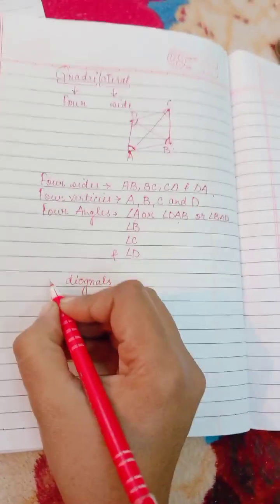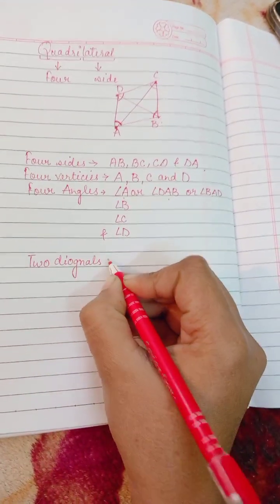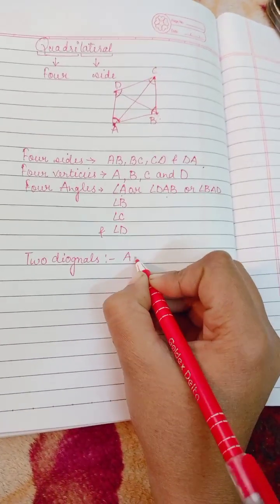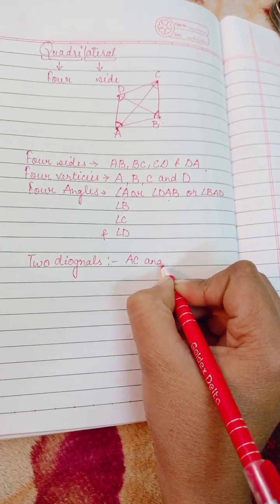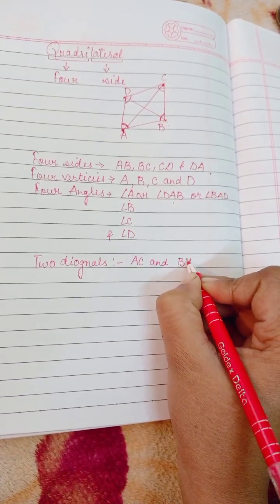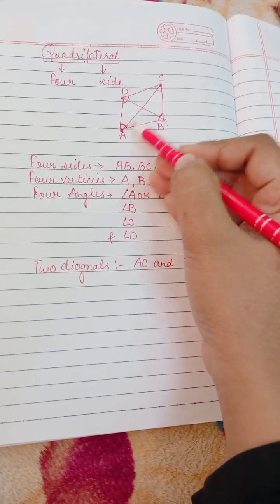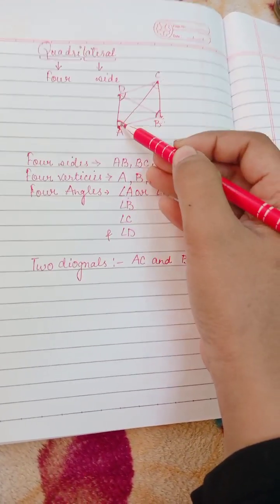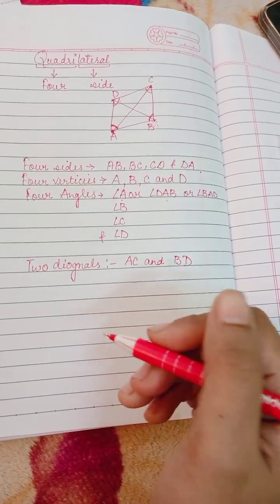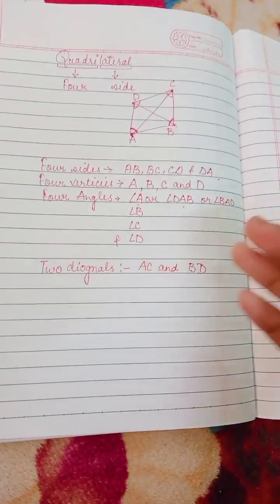Okay, so a quadrilateral has two diagonals. The names of these two diagonals are AC and BD. I hope you understood what a diagonal is. A diagonal is a line that connects two opposite vertices of a polygon. Okay, now the next thing is adjacent sides. Adjacent word means side by side.